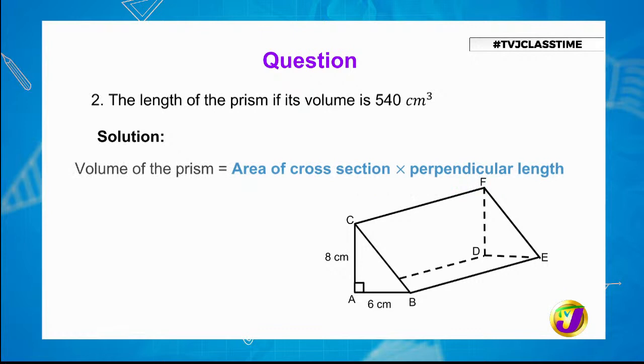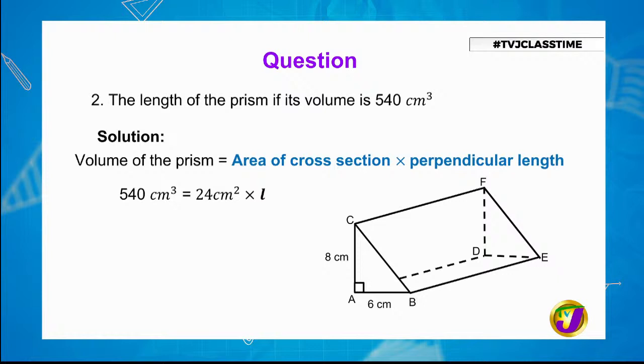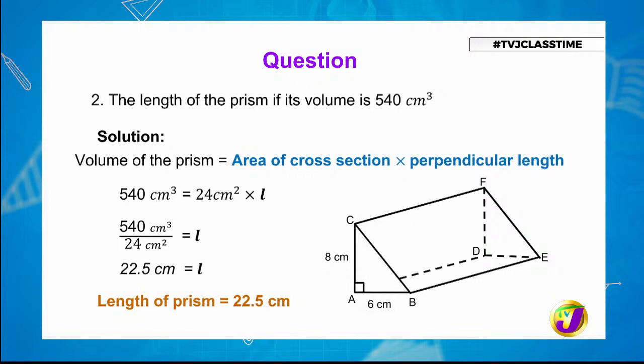Here we're substituting what we just said. Our volume of the prism is 540 cubic centimeters. The area of the cross-section, which is a triangle, we just calculated to be 24 square centimeters. And the perpendicular length is what we're finding. We need to make L the subject of the equation, so we divide both sides by 24 square centimeters. And so we have a length of 22.5 centimeters.